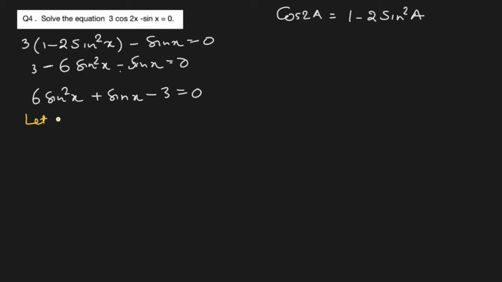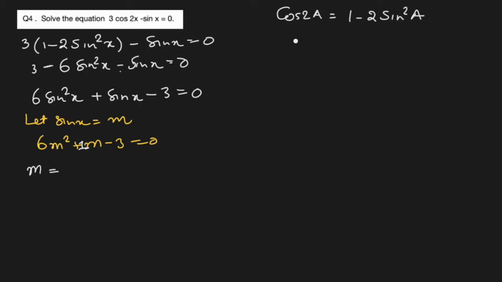Let's assume sine x equal to m. So it becomes 6m square plus m minus 3 equal to 0, a quadratic equation which we can solve easily now. So 6 times 3 is 18. Factor 18 such that we get 1. Yeah. So 9 times 2, 6 times 3. So now it's not working. That means we will have to use the quadratic formula.